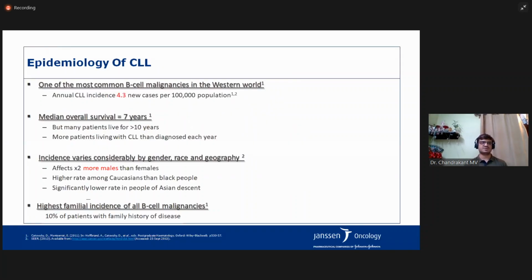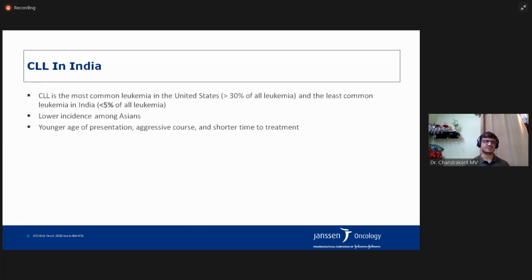So this is the epidemiology of CLL. In the West, it is one of the most common B-cell malignancies. The median overall survival is around 7 years. As I said, it's a heterogeneous disease. A small subset survives less, and the larger subset crosses the 10-year mark. The incidence varies considerably, males being affected more. Caucasians are affected more than Asians, and 10% of patients will have a family history of the disease.